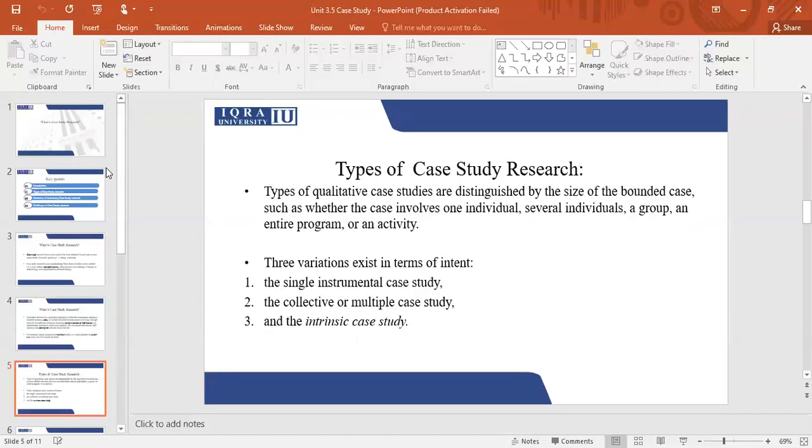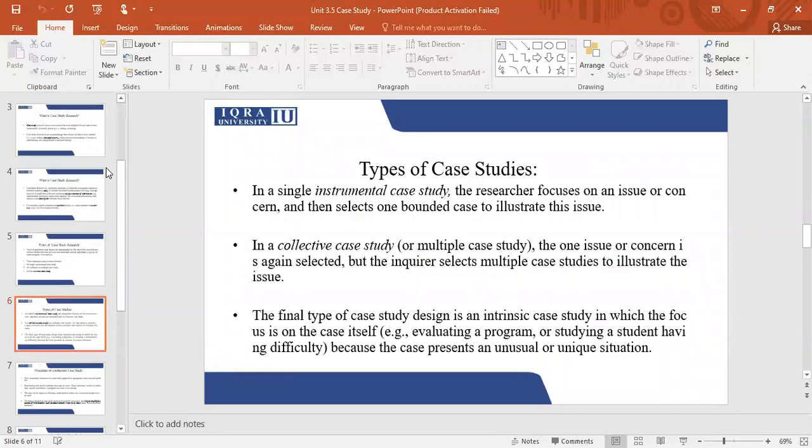And then if we talk about the types of case study research, there are basically three main types of case study research. We have a single instrumental case study, we have a collective or multiple case study, and we have an intrinsic case study. If you are studying only one case, for example, you are only studying one pharmaceutical company and how did they retain their employees during the pandemic, then that would be a single instrumental case study.